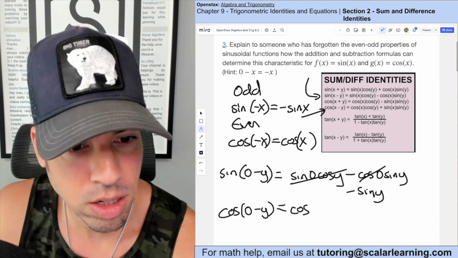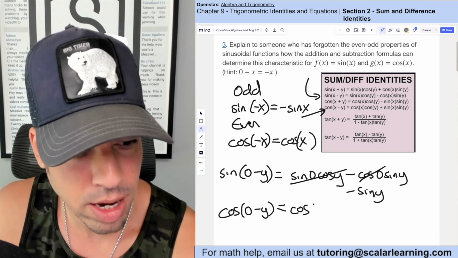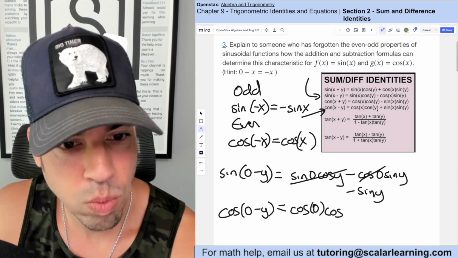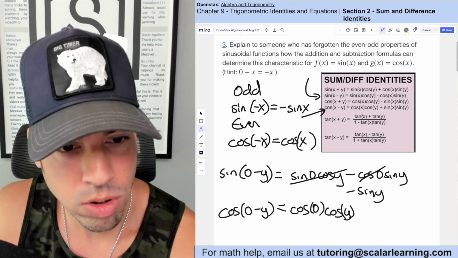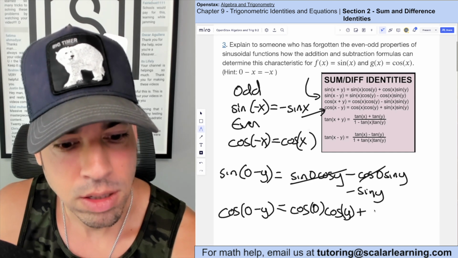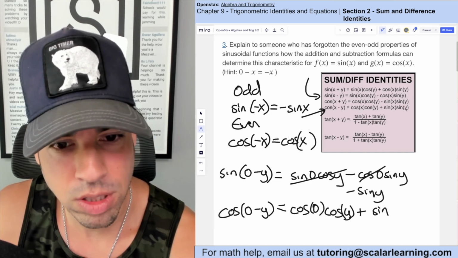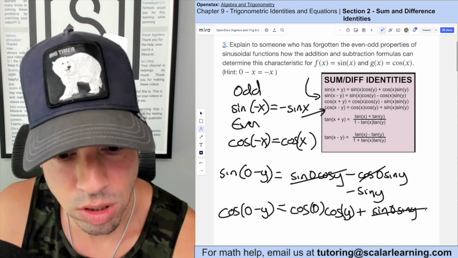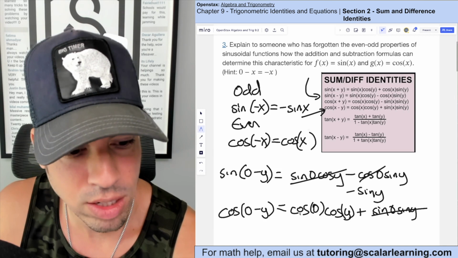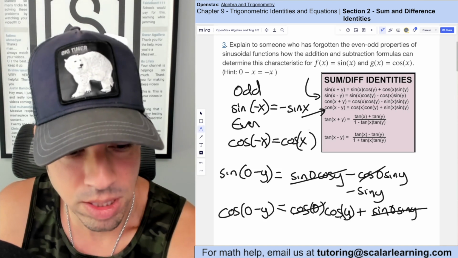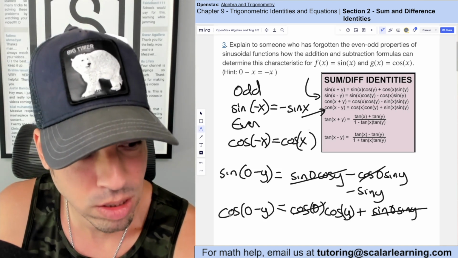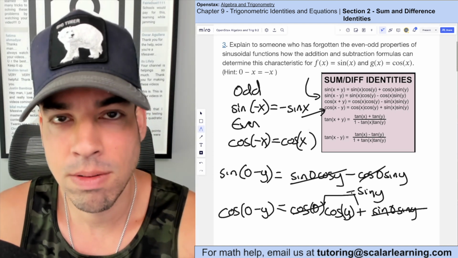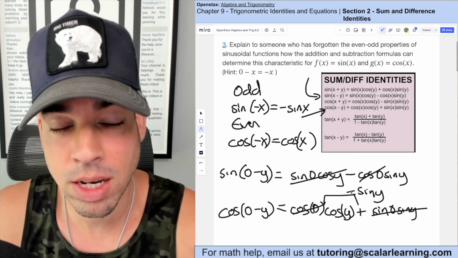So we got cosine of 0, which is x, times cosine of y over here, right? That's the second part, plus sine of 0, sine of y, okay? And I already know sine of 0 is 0, so this whole thing goes away. Here, cosine of 0, that's 1, so that just goes away to 1, but then this stays here. And just like we predicted, cosine of 0 minus y is equal to cosine of y. So that's how you can verify it. That's how you can show it. If you forget, boom, done.